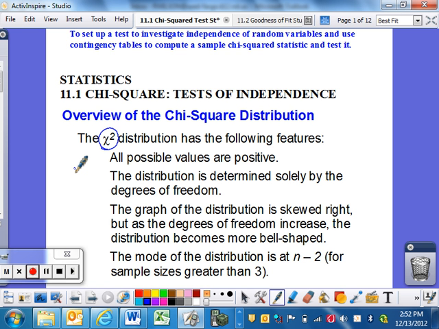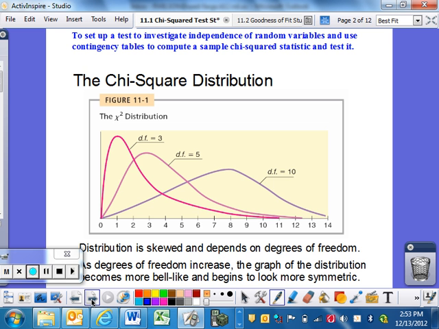So all the values are going to be positive no matter what, because we're going to end up squaring things so that they're positive, hence the chi-squared part. The distribution is determined directly off the degrees of freedom. Everything is skewed right. It's going to get close to bell shape, but not quite. And n minus 2 is the smallest number we can have because we need to have samples greater than 3. So we'll talk about that.